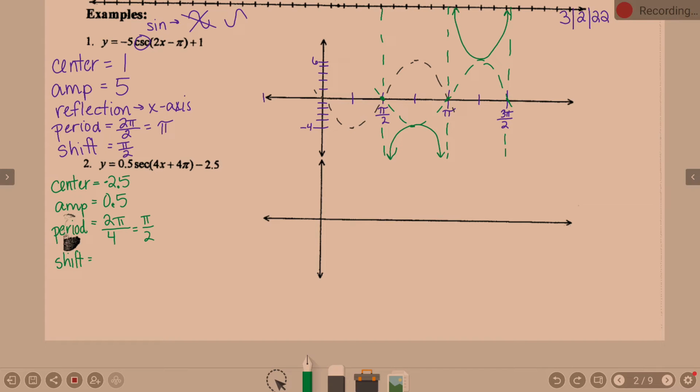And a phase shift, c over b. So it's going to be the negative of 4 pi over 4. Did we say negative? Which ends up being negative pi. Okay. So that shift of negative pi is why I was trying to warn you that I end up extending my x-axis.